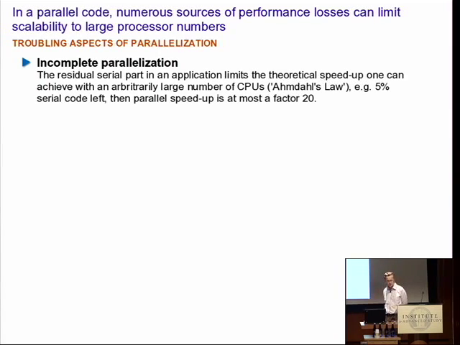So that shows you immediately that to reach scalability to, say, 10 to the 5 processors, you have to suppress the fraction of serial leftover code to 10 to the minus 5, basically. And that's not that easy.